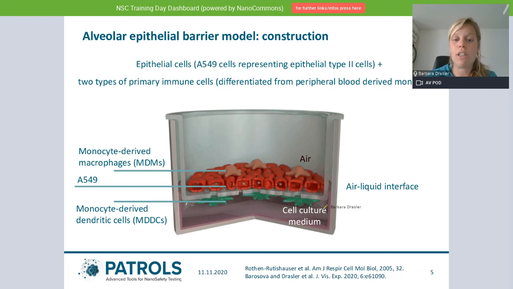However, we still consider that cell culture medium is our source of nutrients. So yes, it brings the nutrients to the model. And also all the cells secrete cytokines and other markers into the cell culture medium, and we can evaluate this from the medium.